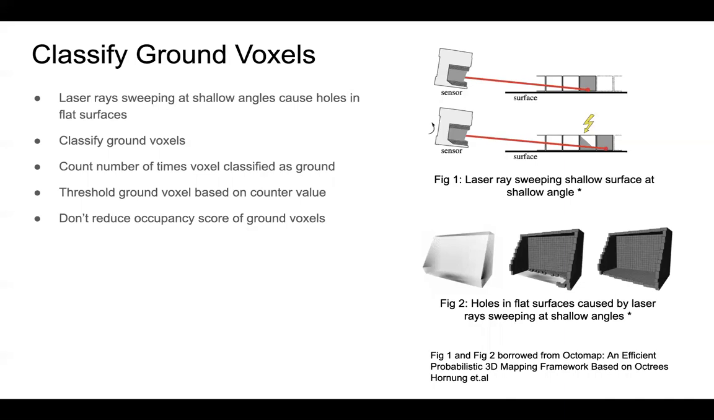To tackle this problem, we use ground plane detection to identify the ground voxels and add them to a set. We also maintain a counter per ground voxel to filter out the false positives. So when performing occupancy update using voxel traversal, we check if the voxel being updated is part of the ground voxels. If yes, we don't decrease the occupancy score of this voxel.